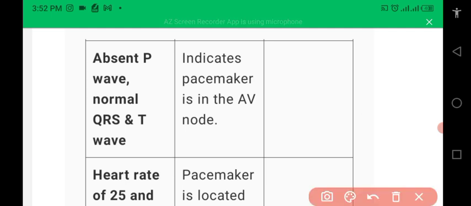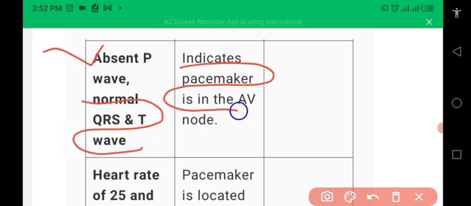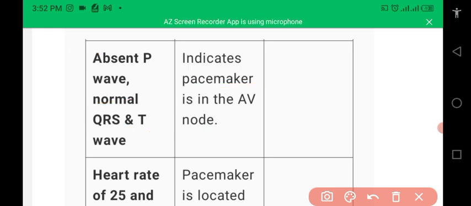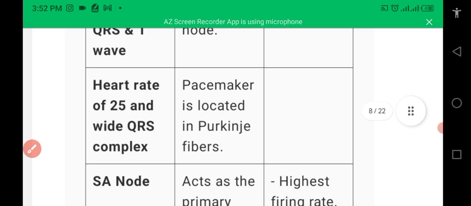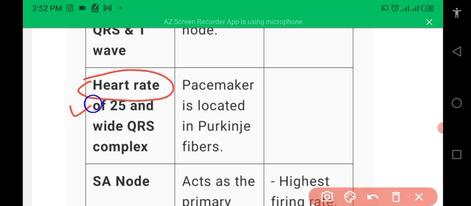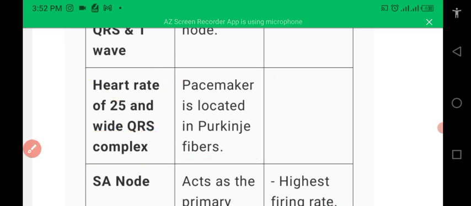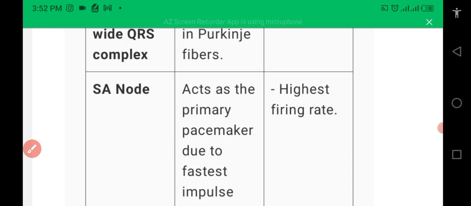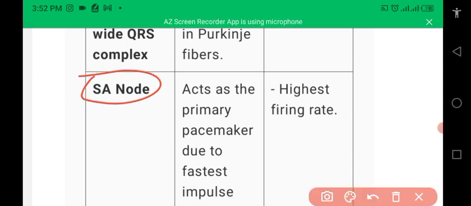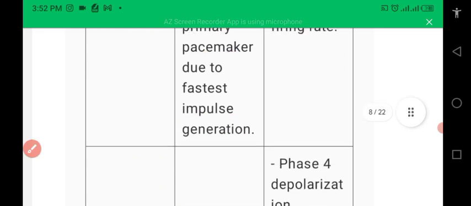Now what happens in absent P wave? When the P wave is absent with a normal QRS and T wave, it indicates the pacemaker is in the AV node. Absence of the P wave means the pacemaker is the AV node because of certain abnormalities. In a vignette where the heart rate is 25 with a wide QRS complex, the pacemaker is located in the Purkinje fibers. I will be explaining this in my next video. The SA node acts as the primary pacemaker due to the fastest impulse and the highest firing rate of the SA node.